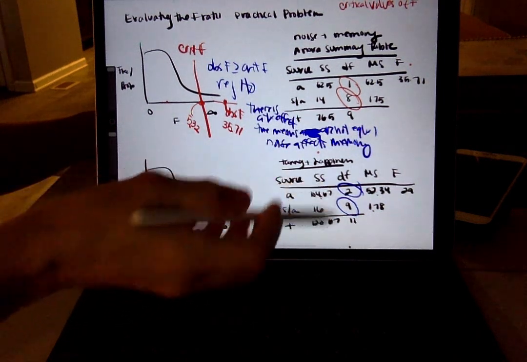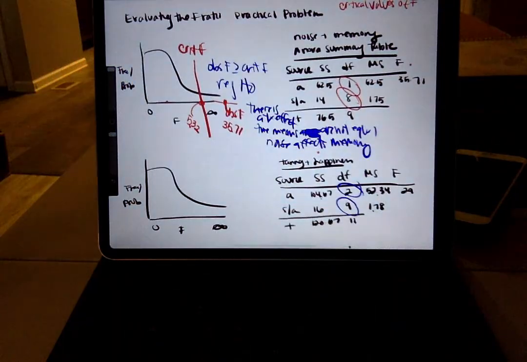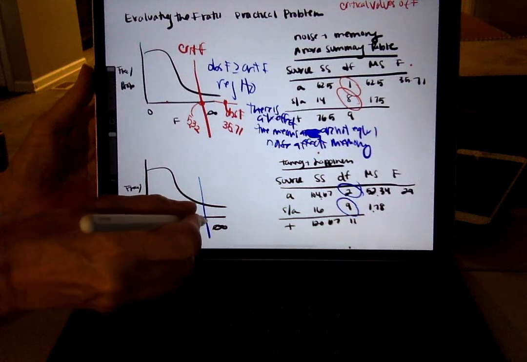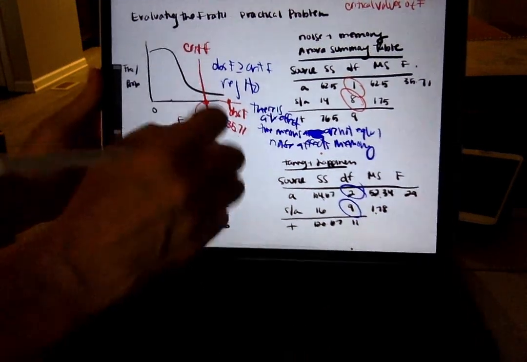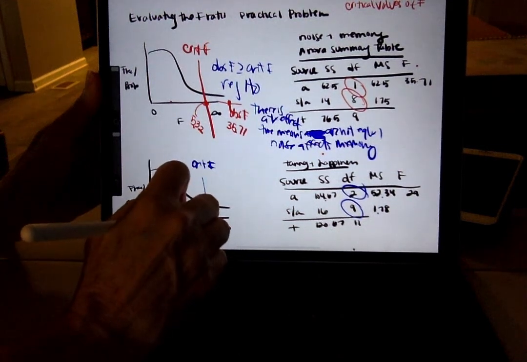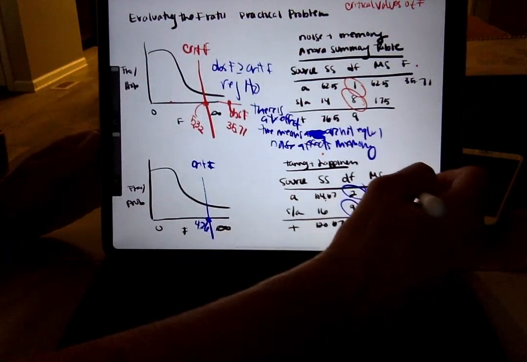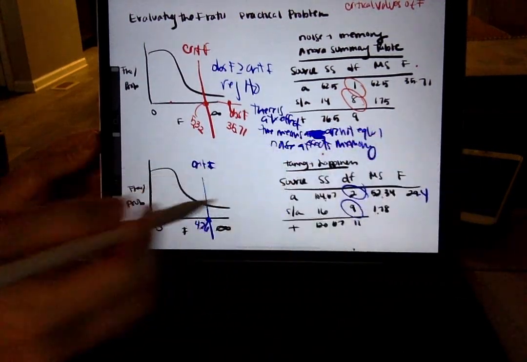All right, so for this next problem, we've got 2 and 9. So we're going to go to this chart, go over to 2 and down to 9. When I do, I see there are two numbers there: 4.26 and 8.02. Now remember, we're going to use the bolded number. So for this problem, our critical F is 4.26. Now our observed F, which somehow I erased part of here, was 29.4.